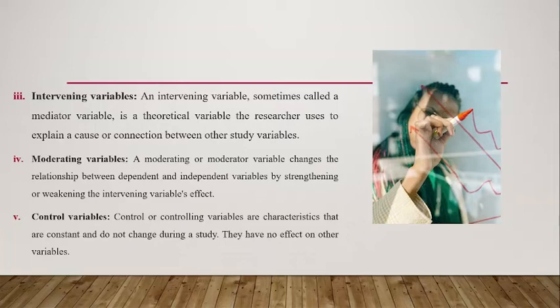The moderating variables, as their name shows, are those which moderate or smoothen or lessen the effect of an independent variable on the dependent variable. So it can either lessen or strengthen the effect of the independent variable on the dependent.